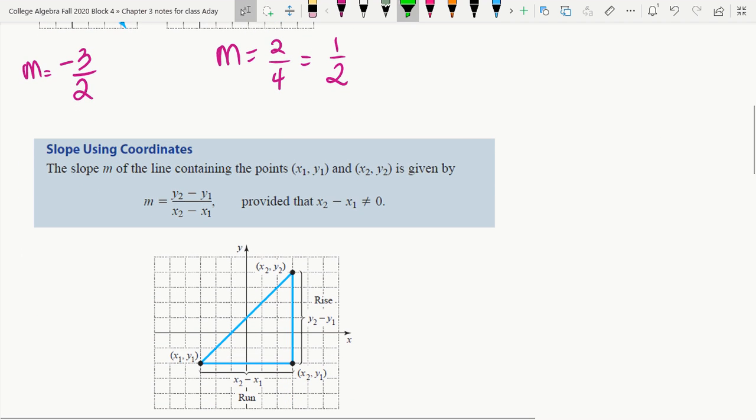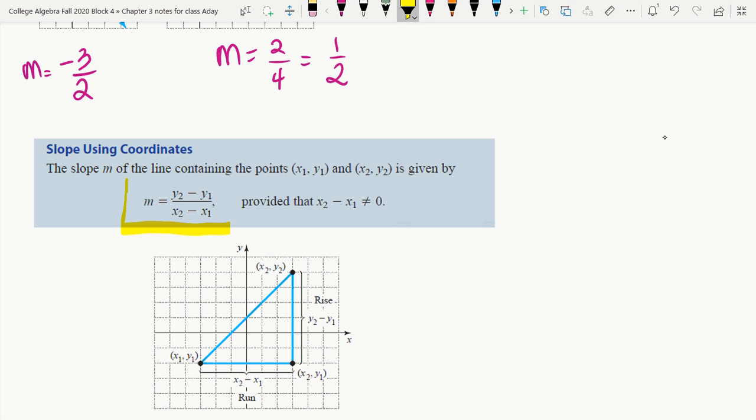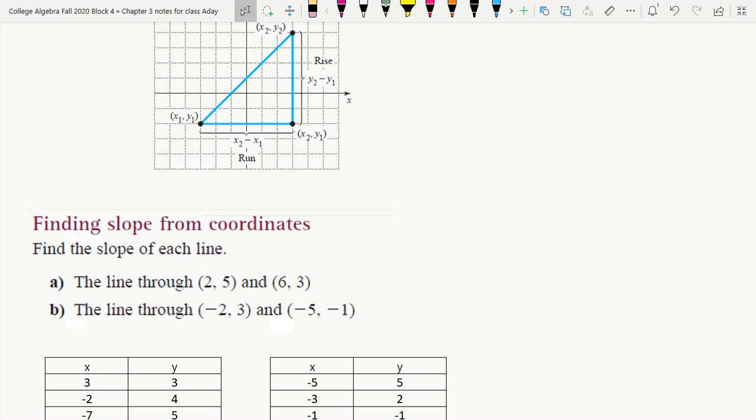All right, the official formula for slope is this. So m equals y2 minus y1 over x2 minus x1. So let's use that formula for this. Finding the slope from coordinates (2, 5) and (6, 3). I'm going to rewrite this. Let's think of this as the x1, y1. It really doesn't matter the order here, but we're just going to go in this order. So this is x1 and y1, and this is x2 and y2.